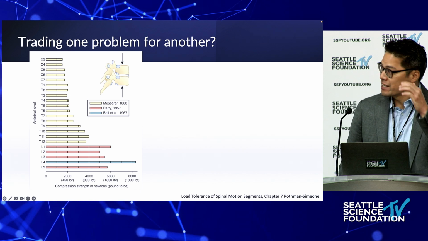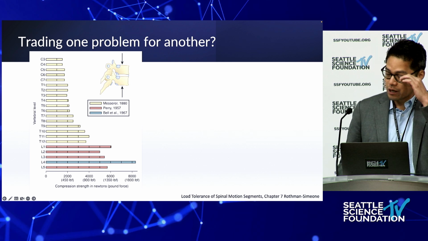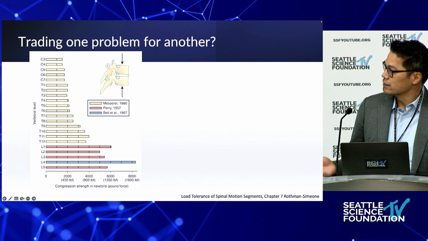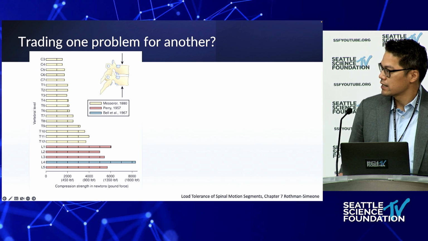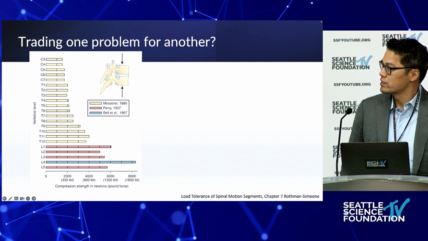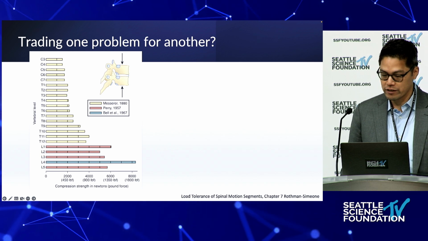If you think about the biomechanics of the native spine, this figure shows the compressive strength of each of the vertebral bodies at different levels. You can see that the lumbar spine is much stronger. There's much more resistance to compressive strength compared to the upper thoracic spine, which has maybe about a third of the compressive strength of the lumbar spine.